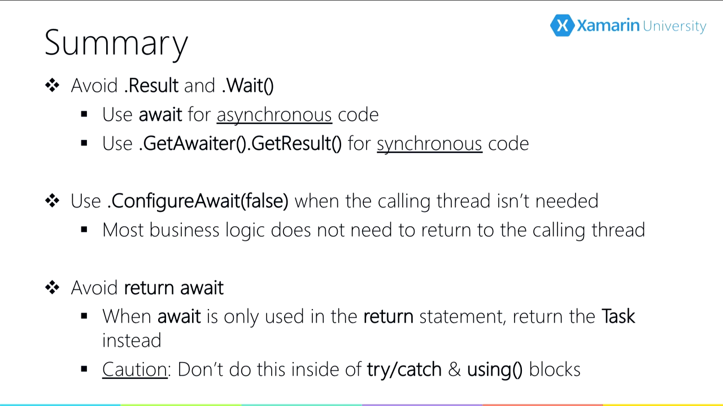Right. And yeah, we can use ConfigureAwait false when the calling thread isn't needed. So for example, in MVVM like we did today, there's no UI going on in the view model. So ConfigureAwait false everything. And then the last one, avoid that return await. So if the only place we're using await is in the return statement, that's kind of the case we were just talking about. Definitely. And then, don't do it inside of try catch and using blocks. Otherwise, you'll spend hours debugging your code like I did.